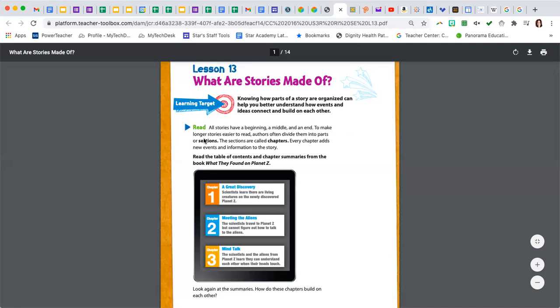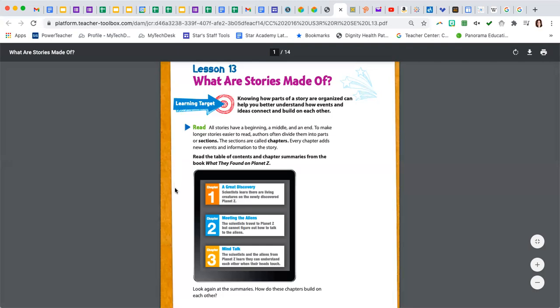So, let's now take a look at where it says read. It says all stories have a beginning, a middle, and an end. To make longer stories easier to read, authors often divide them into parts or sections. The sections are called chapters. Every chapter adds new events and information to the story.